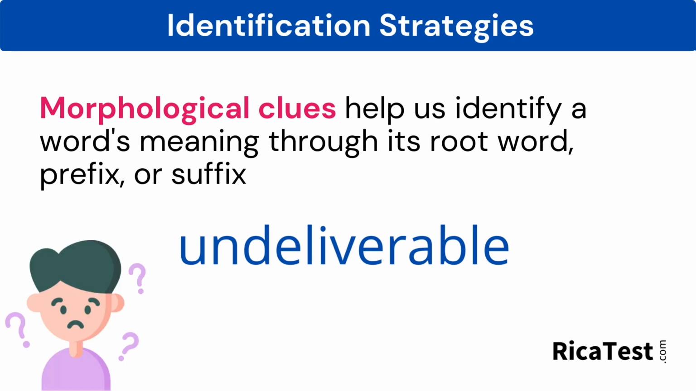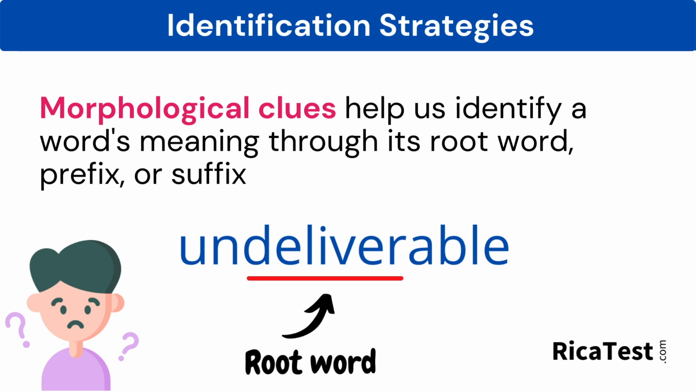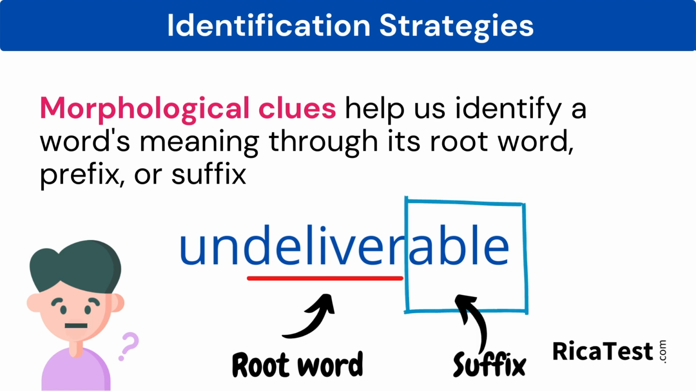Undeliverable. If a student came across this word and it was an unfamiliar word, the student could use morphological clues of the word to try and figure out its meaning. First, the student would look at the root, which is deliver. The student probably knows what deliver means. So next, the student looks at the end of the word, called the suffix, which is able, meaning can or to have the ability to do something.